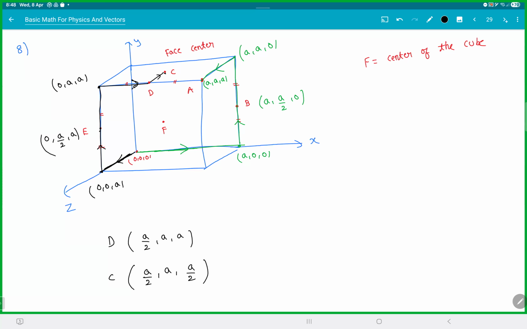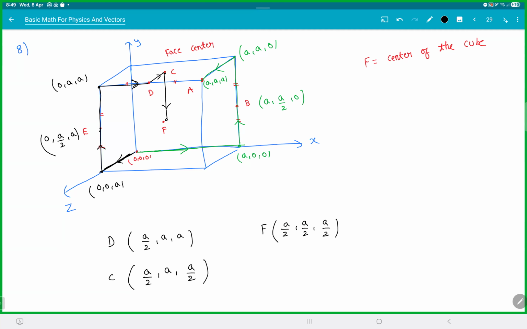From point C, I can just come straight down. I'll go to the center. So from C, if you go straight down, you're going in which direction? You're going in the minus y direction. So the y coordinate from C, whatever it is, from that you have to subtract A by 2. So we get A by 2 comma A by 2 comma A by 2. I think I got all the things right. I got A, B, C, D, F.